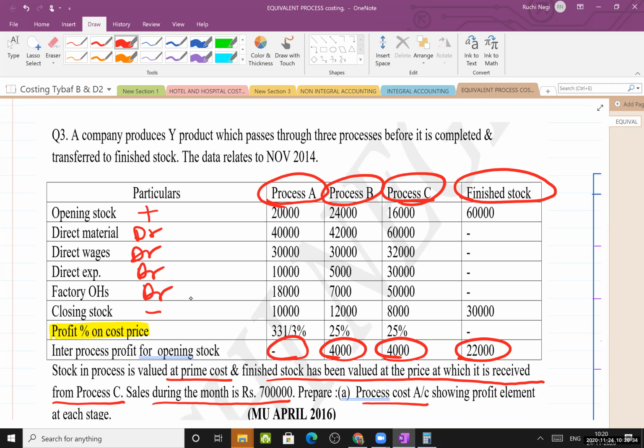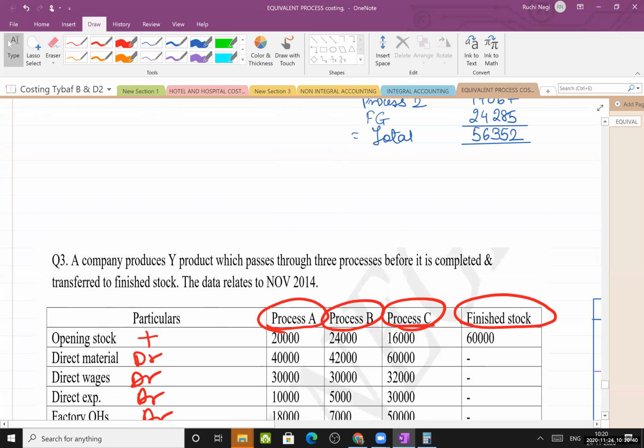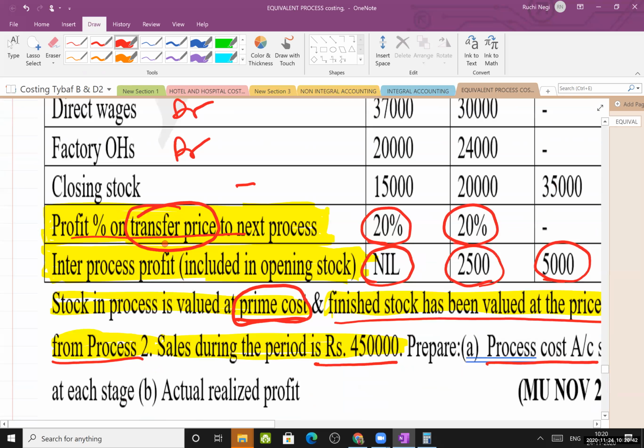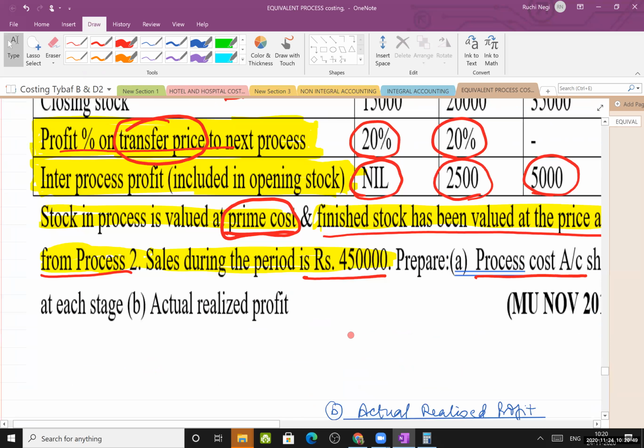Okay, profit percentage on cost price. In the earlier sum, it was transfer price. So when it is transfer price, we use the formula C plus P equal to S, so I can say C plus P is equal to transfer price. So 20% on transfer price, so transfer price is the base, and the base is always 100, so this is 20, so my cost is 80, like this.